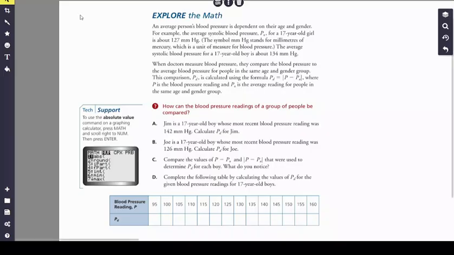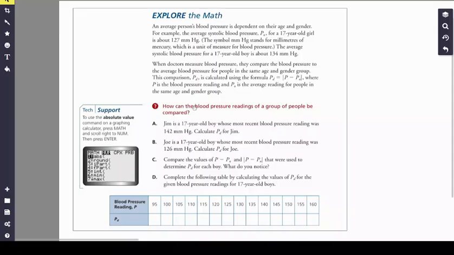So an average person's blood pressure is dependent on their age and gender. For example, the average systolic blood pressure (PN) for a 17-year-old girl is about 127 mmHg. The symbol mmHg stands for millimeters of mercury, which is a unit of measure for blood pressure. The average systolic blood pressure for a 17-year-old boy is about 134 millimeters of mercury. When doctors measure blood pressure, they compare the blood pressure to the average blood pressure for people in the same age and gender group. This comparison PD is calculated using the formula P subscript D is equal to the absolute value of P minus PN, where P is the blood pressure reading and PN is the average reading for people in the same age and gender group.